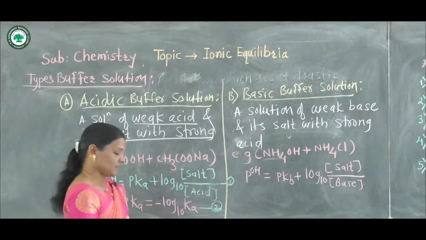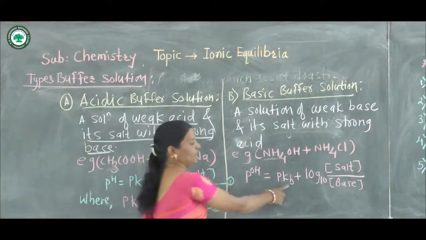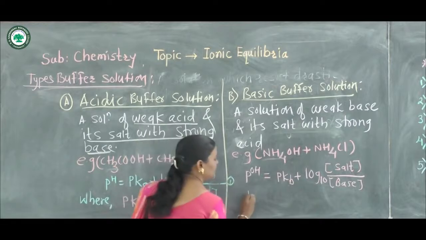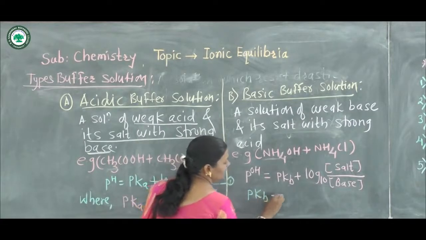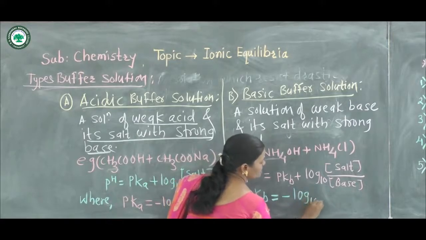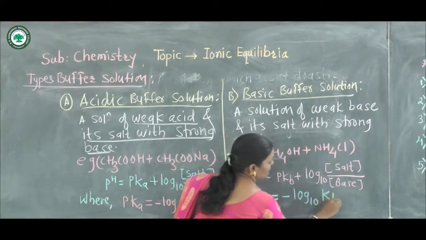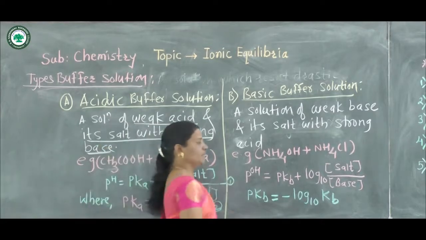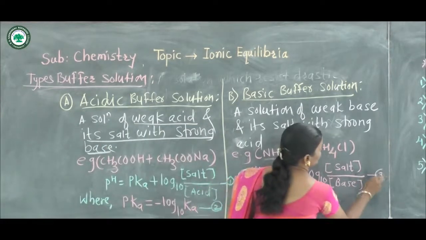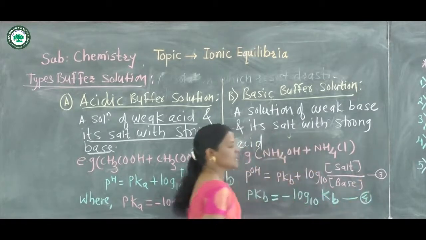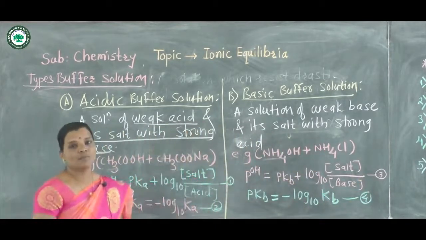Then whatever this pKb value is, that is pKb is equal to minus log to the base 10 Kb. Say this as equation number 3 and this as equation number 4.